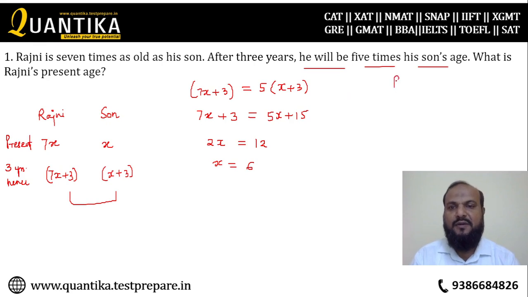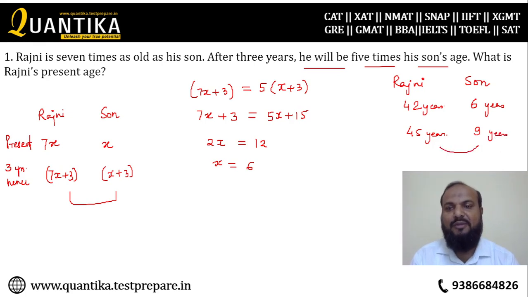So Rajni's age at this point of time is 42 and his son's age at this point of time is 6 years, almost matching my story, though I'm not Rajnikant. And then after 3 years, the father's age will be 45 and the son's age will be 6 plus 3, that is 9 years. And you can see that 45 is 5 times 9 and 42 is 7 times 6. So this is how most of the questions on ages are dealt with.